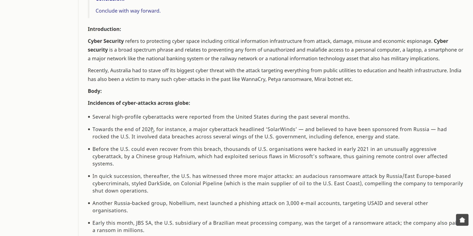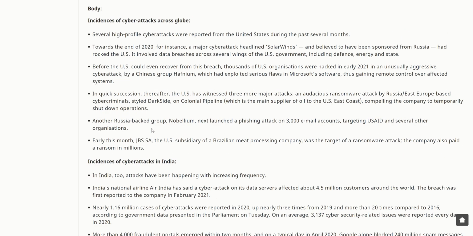Recently, Australia had to stave off its biggest cyber threat with the attack targeting everything from public utilities to education and health infrastructure. India has also been a victim of many such cyber attacks in the past, like WannaCry, Petya ransomware, Mirai botnet, etc. Let's have a look at some of the incidents of cyber attacks across the globe.